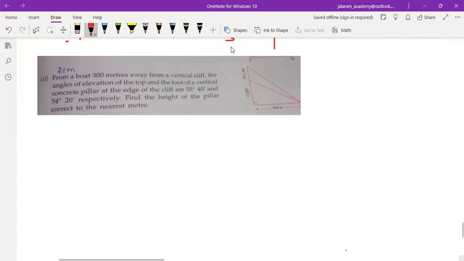Now the next question is from heights and distances. From a boat 300 meters away from a vertical cliff, the angles of elevation of the top and foot of a vertical concrete pillar at the edge of the cliff are 55° 40' and 54° 20' respectively. Figure is also given. Find the height of the pillar correct to the nearest meter. So we will draw the same figure.